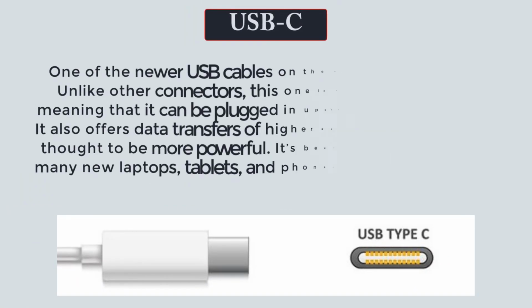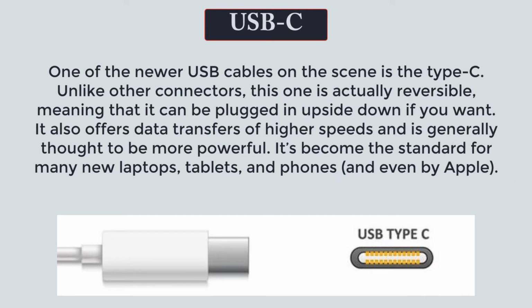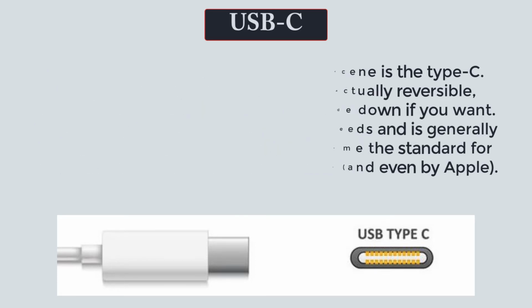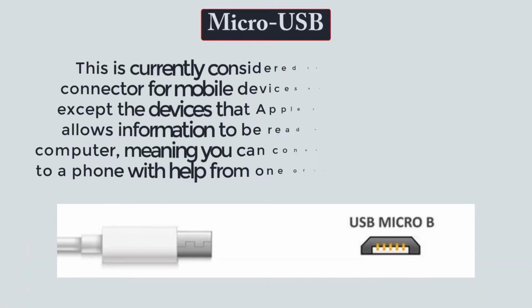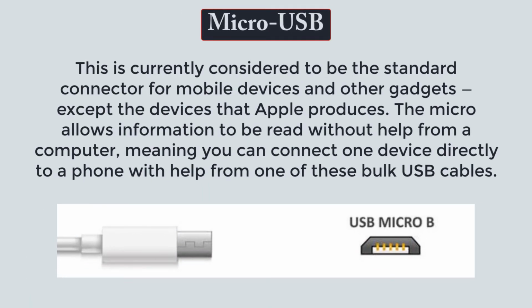One of the newer USB cables on the scene is the Type-C. Unlike other connectors, this one is actually reversible, meaning that it can be plugged in upside down if you want. It also offers data transfers of higher speeds and is generally thought to be more powerful. It's become the standard for many new laptops, tablets, and phones, and even by Apple. This is currently considered to be the standard connector for mobile devices and other gadgets, except the devices that Apple produces.